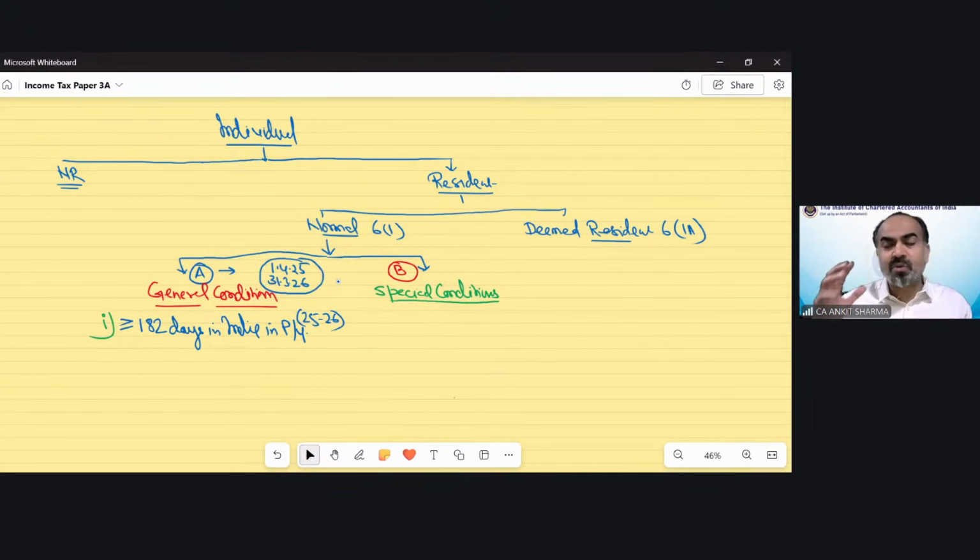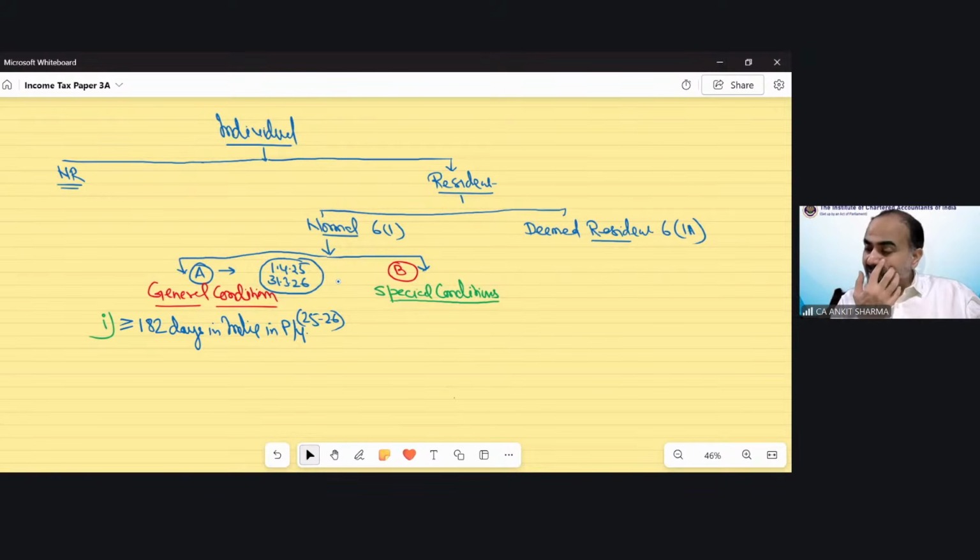So technically, if you want to understand, it is also like this: if half of the year you are in India, you will be called a resident. Let me tell you, there is no requirement of continuous stay of 182 days. There's nothing which says that you have to be in India for these days continuously. Either it could be continuous or in parts. We just need to find out the aggregate of days.